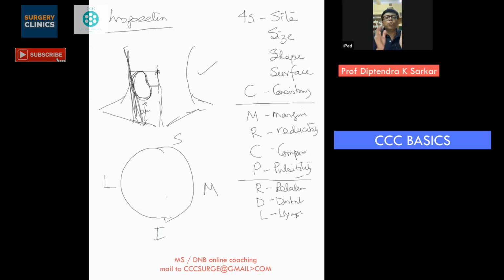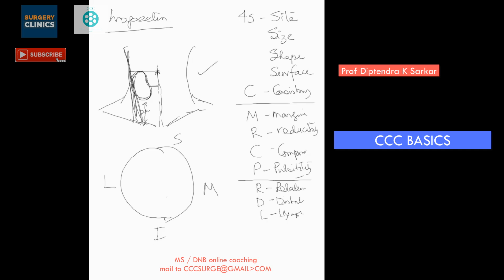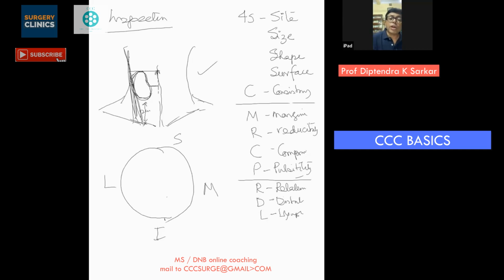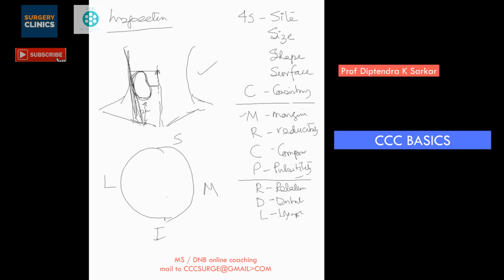So basically, when we are describing a margin, we should not be generic. We should be stating in terms of medial, lateral, superior, inferior. And therefore, some of the margins may be ill-defined, whereas some of the margins may be well-defined. Clear? Now comes the question of reducibility.